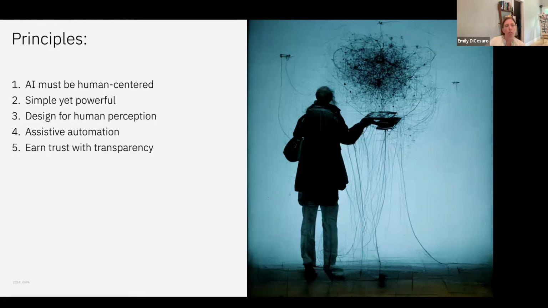Number 5, earn trust with transparency. So any AI experience has to gain trust over time, and it does this by showing a consistent pattern of value and candid transparency. So we can intentionally design for this trust by mapping out the entire user journey and identifying the low points, where trust is more likely to break down, and then understanding what might be leading to that breakdown in trust.